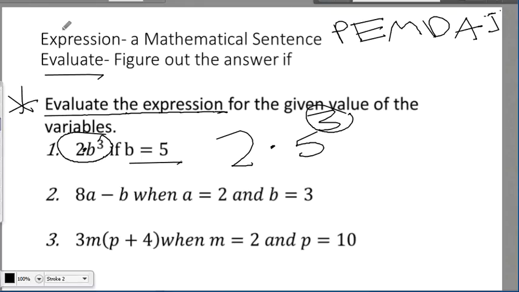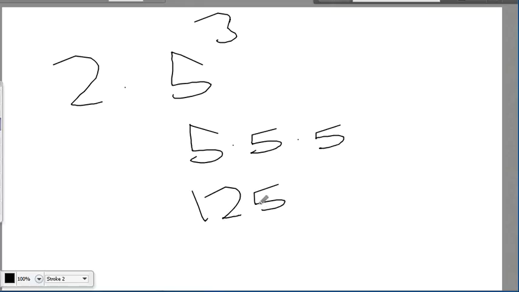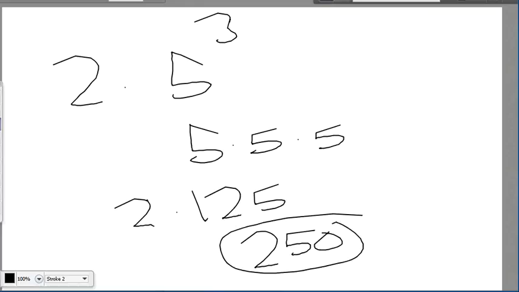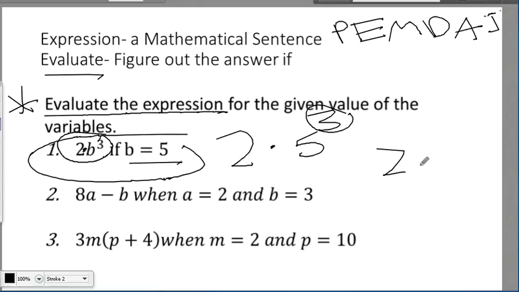I'm going to go ahead and put this on a new page. So we've got 2 times 5 to the third power. 5 to the third power is 5 times itself 3 times, so we're going to take care of this first. 5 times 5 is 25. 25 times 5 is 125. And then we have times 2. 2 times 125 is 250. So when we figure out the answer for this one, we get 250.